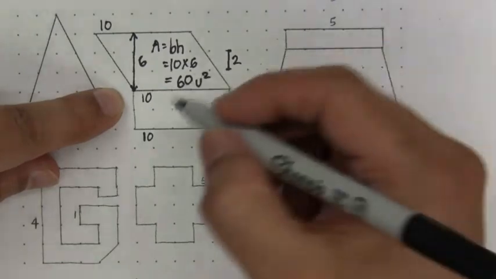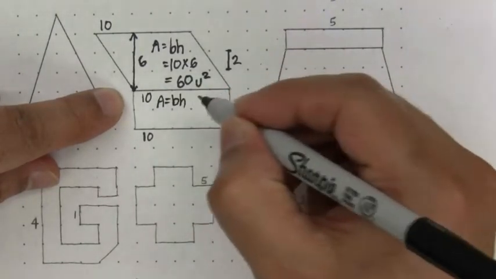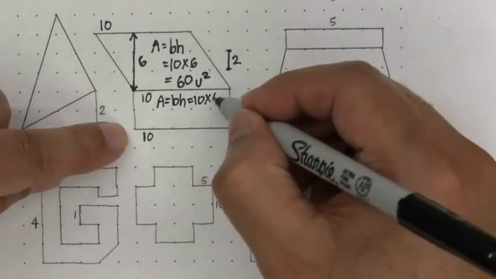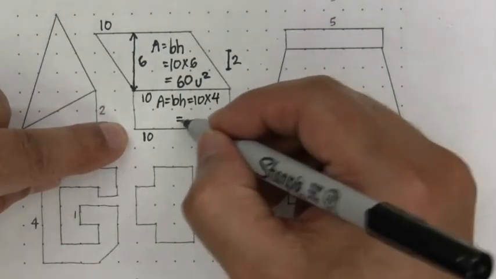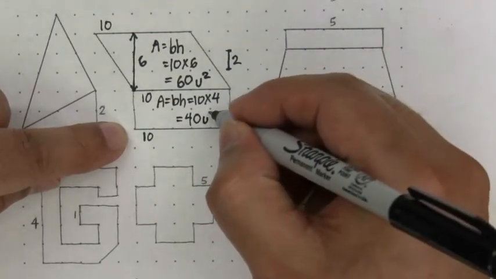The area of this rectangle is also base times height. In this case, that's going to be 10 times 4, or 40 units squared.